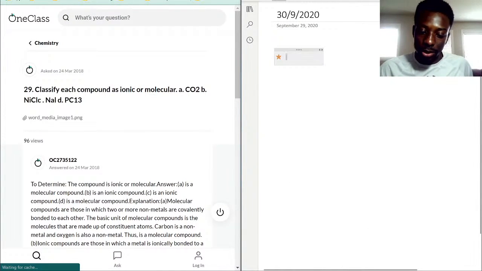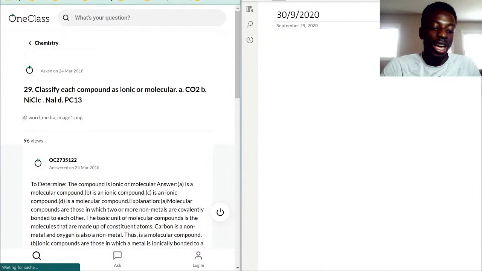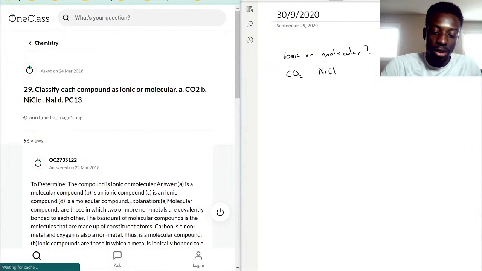Okay, let's begin. The first question is about classifying each compound as ionic or molecular, and they're giving us four of them. We're given CO2, that's carbon dioxide, NiCl, that's nickel chloride, NaI, that's sodium iodide, and PCl3, not PC13, PCl3, that's phosphorus trichloride.